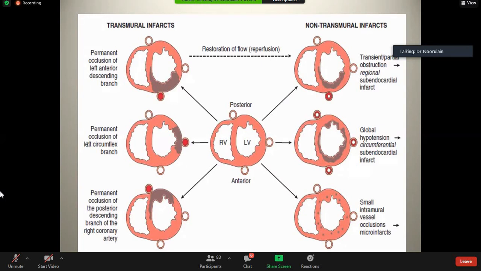And there is a permanent occlusion of the left circumflex branch. There is a permanent occlusion of the posterior descending branch of the right coronary artery. So this is the right ventricle, this is the left ventricle. If all three arteries are blocked: global hypoperfusion, circumferential subendocardial infarct. And if small intramural vessels occlude the myocardium, it can lead to sudden cardiac death.